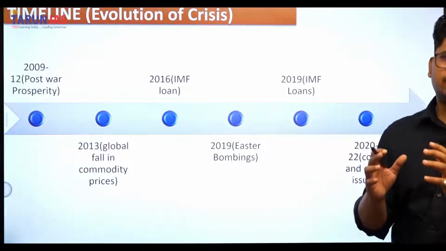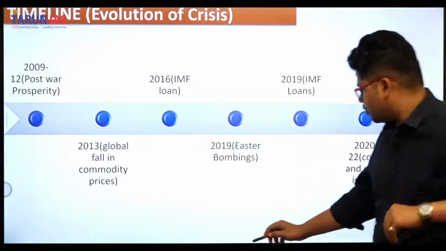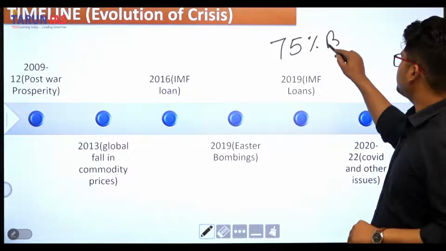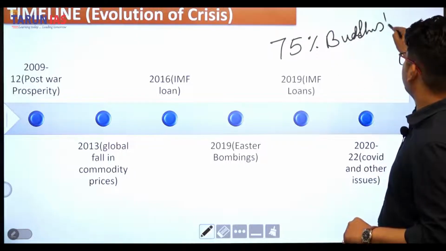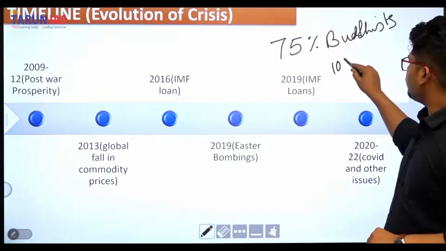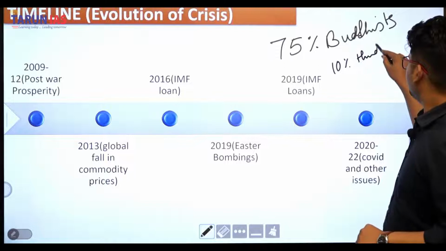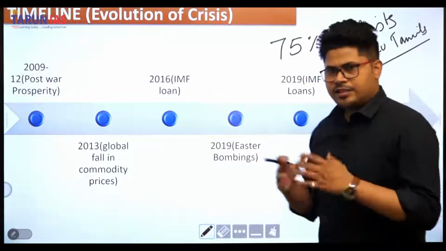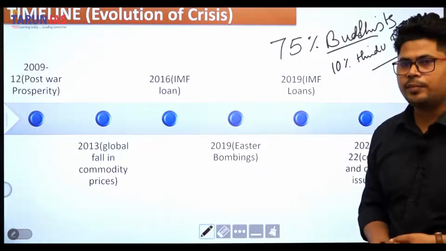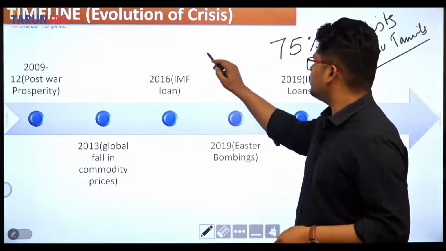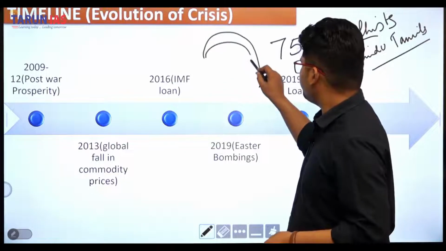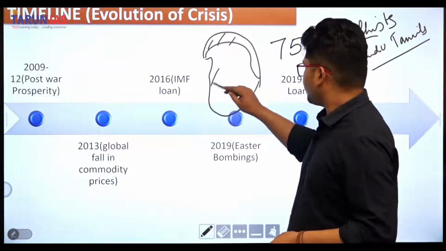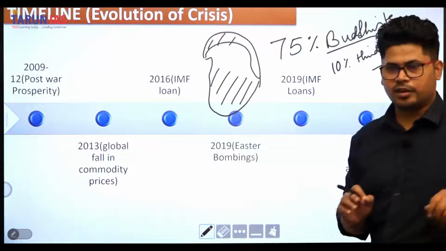So the composition of Sri Lanka is 75% Buddhists, who are the majority, and around 10% of the population is Hindu, who are Tamils, and the rest are other minorities, Christians and Muslims. Most of the Tamils reside in the northern part of Sri Lanka. The rest of the region is dominated by the Sri Lankan Buddhists.